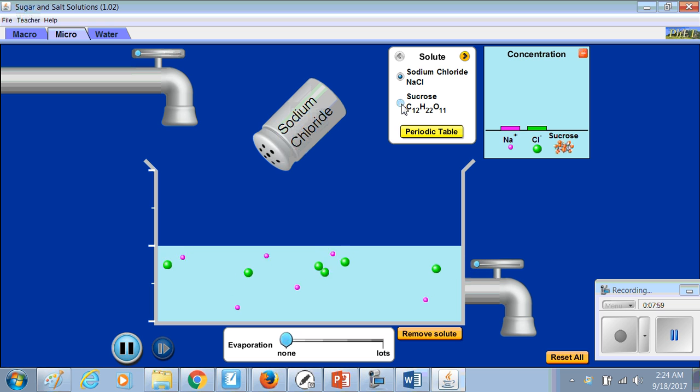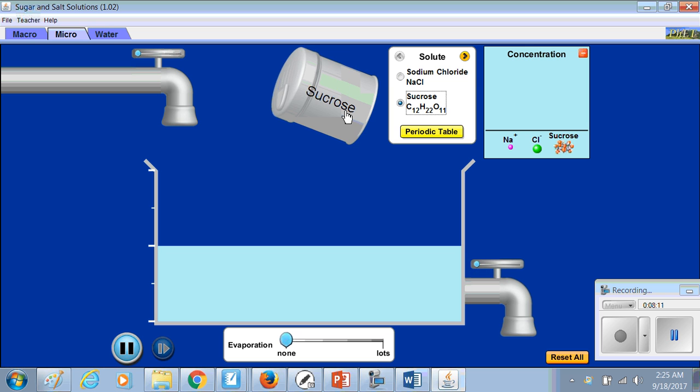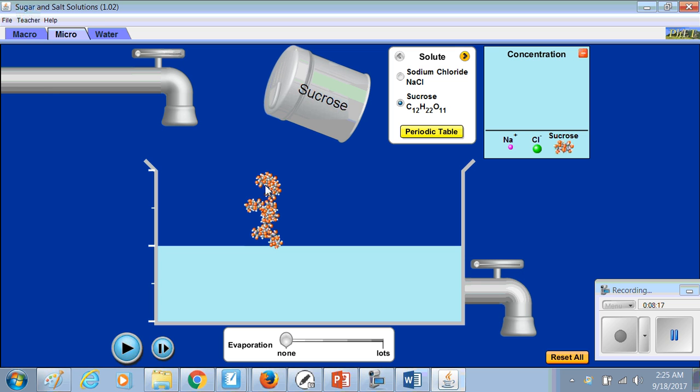And then if we do sucrose, which has the formula C12H22O11, that's our table sugar, we put that in, and notice how much larger these molecules are. That makes sense if you look at the formula. Sodium chloride is 1 sodium and 1 chloride ion, whereas sucrose has 12 carbons, 22 hydrogens, and 11 oxygens. So it makes sense that this molecule is going to be more complex. Okay, so it's going in as a solid.